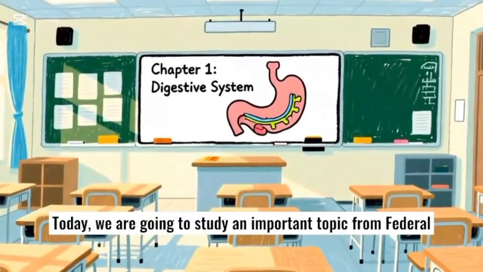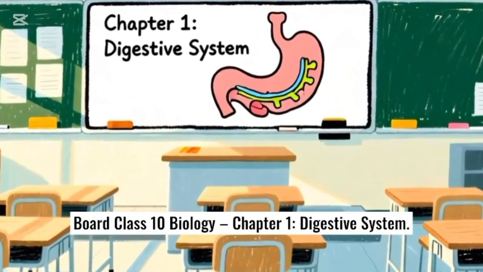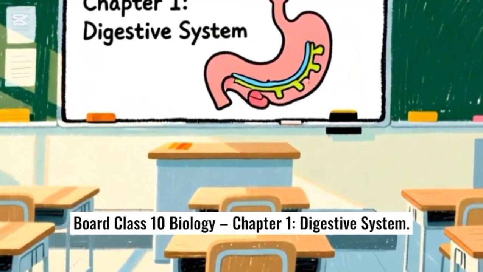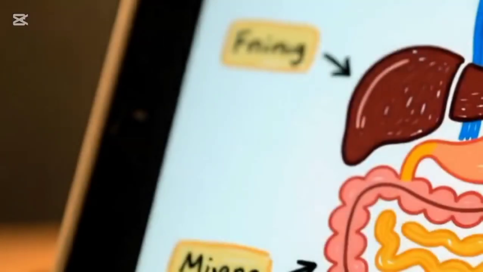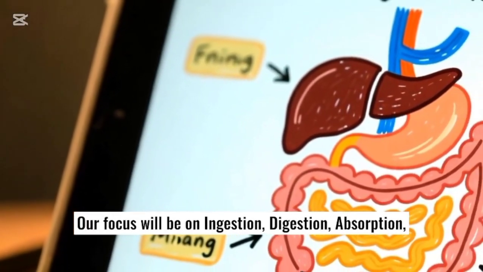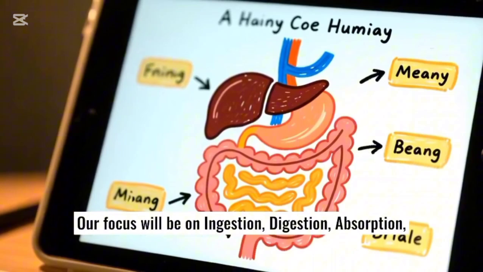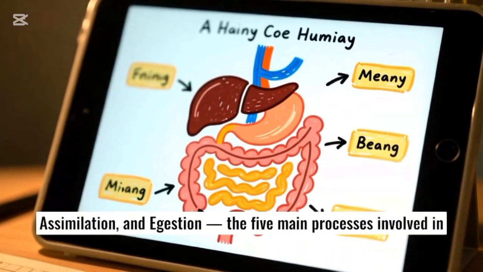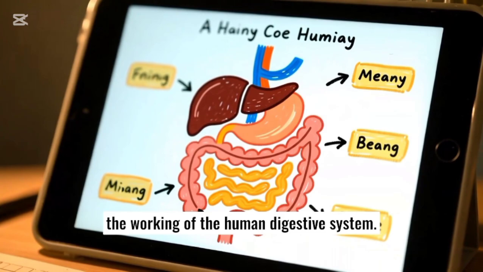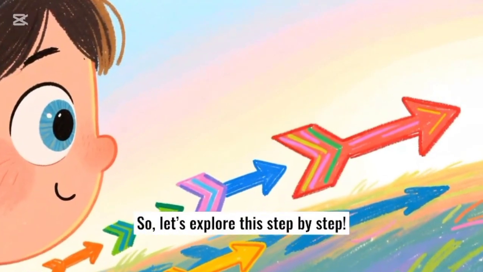Today, we are going to study an important topic from Federal Board Class 10 Biology, Chapter 1, Digestive System. Our focus will be on ingestion, digestion, absorption, assimilation, and egestion, the 5 main processes involved in the working of the human digestive system. So, let's explore this step by step.